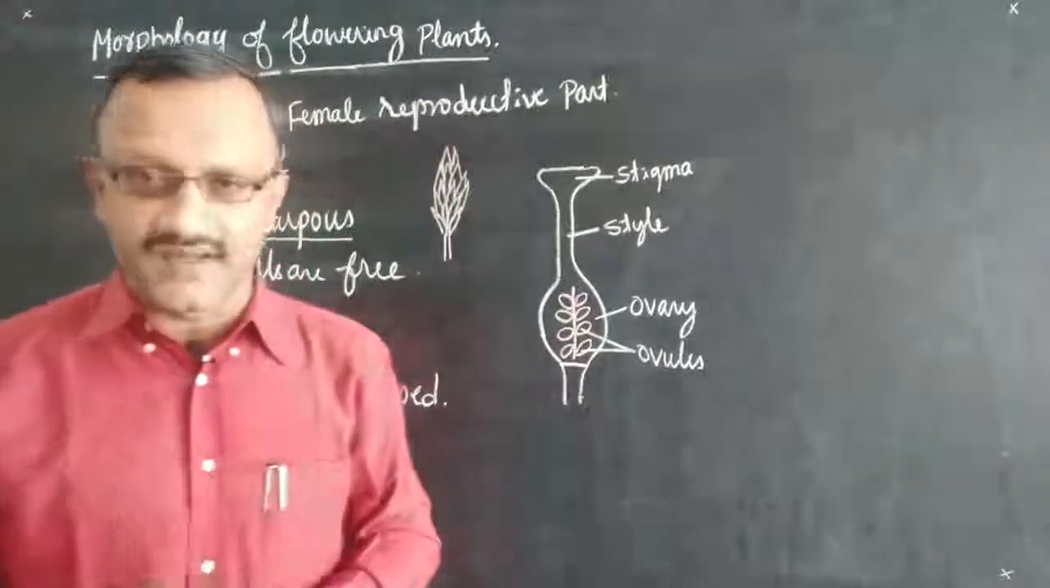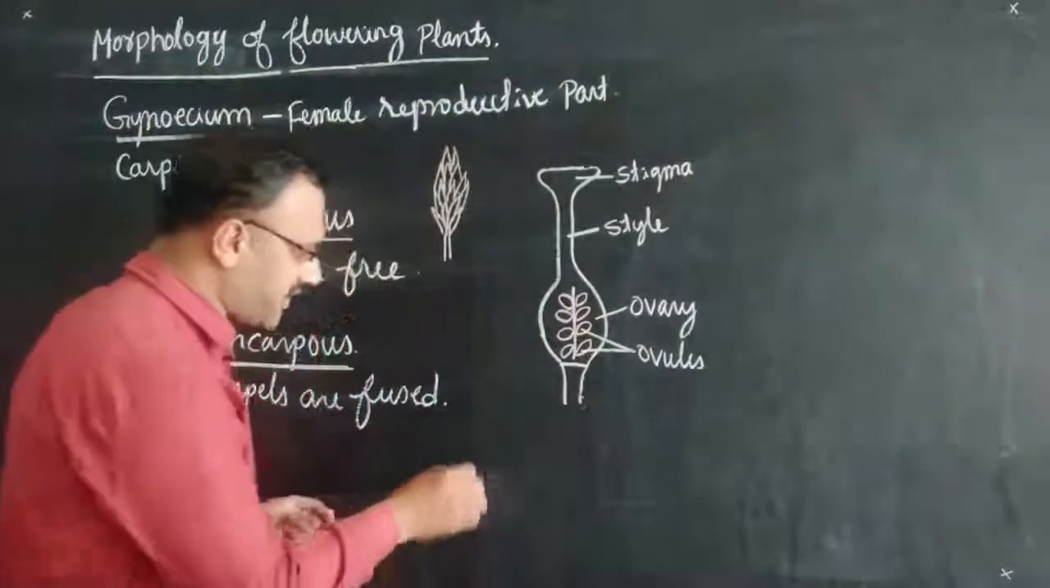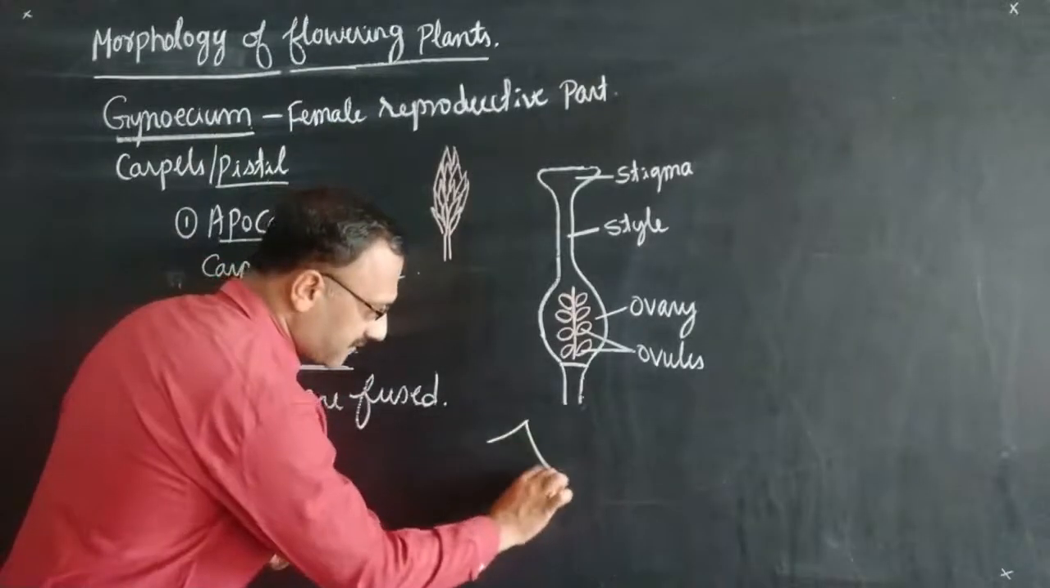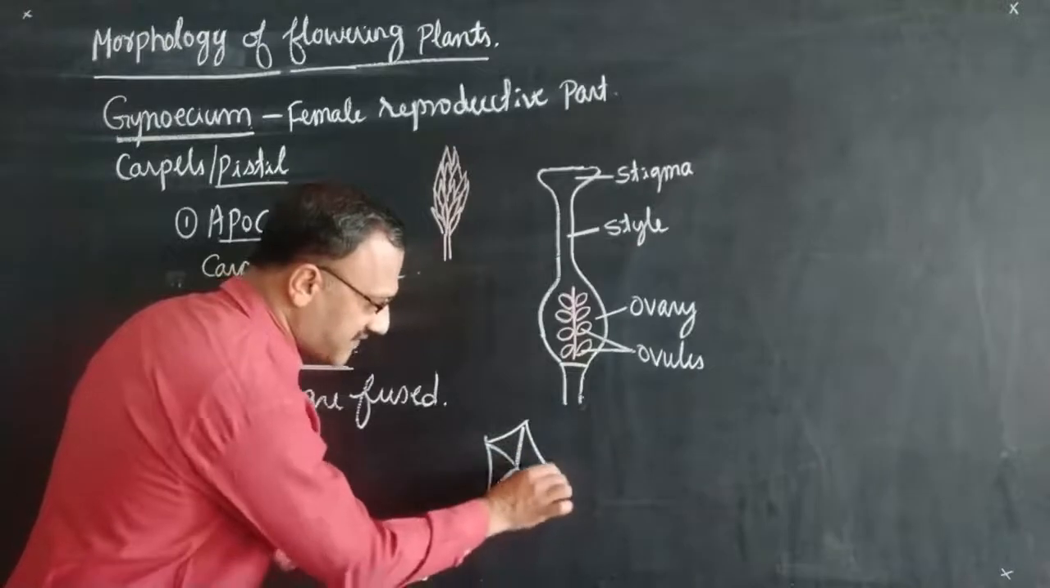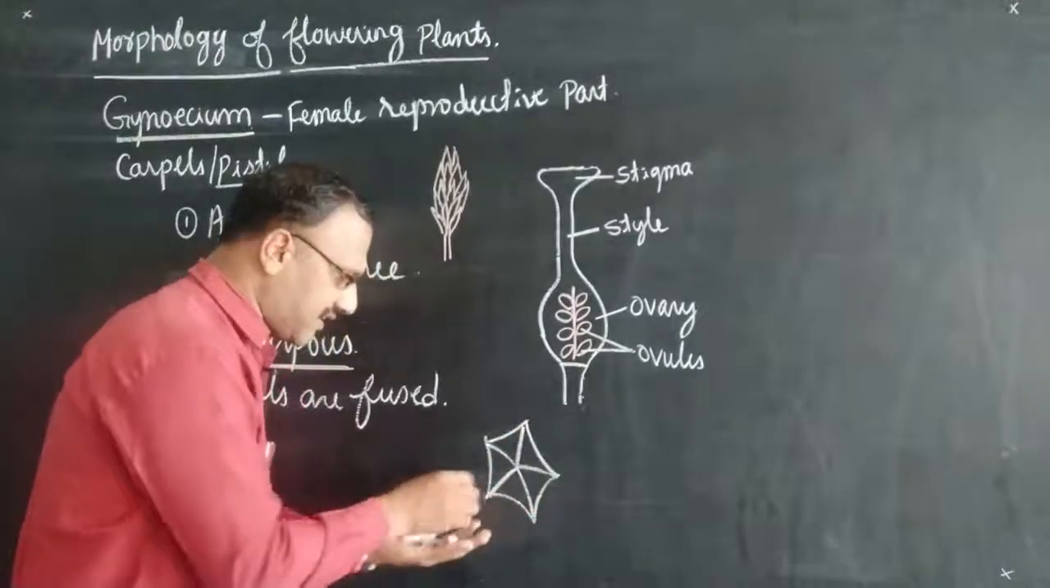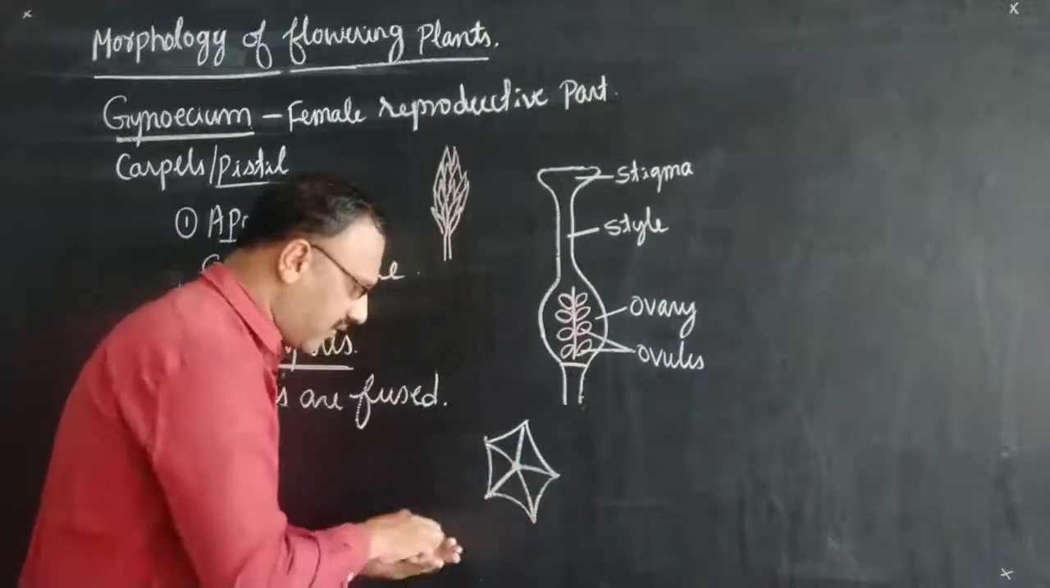Similarly, you are seeing lady's finger. Let me show you a sectional view of lady's finger. In a cross-sectional view of lady's finger, you can see this star-shaped structure, and this is the placenta here to which the ovules are attached.